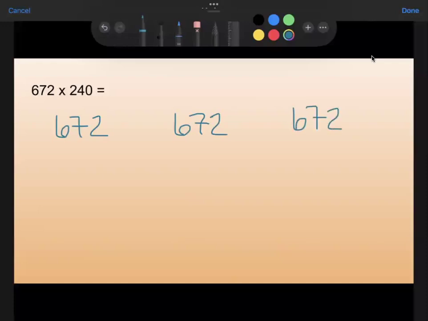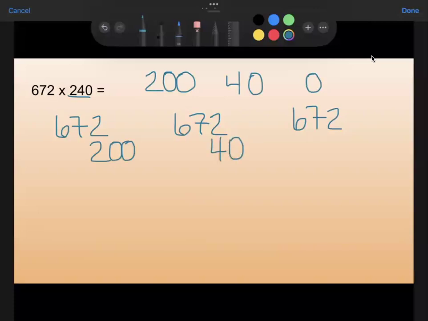Now I'm going to take the second number and break it up into its place values. So 240 has 200s, which we can represent with 200. 4 tens, which we'd represent with 40, and 0 ones. I'm going to split these 3 place values up underneath the 672. So this is going to be 200, and you might be going, wait, that's not lined up. It's not, and I'll show you why. 40, it's going to be lined up like this, and 0. Okay, so now I've got all these partial products.